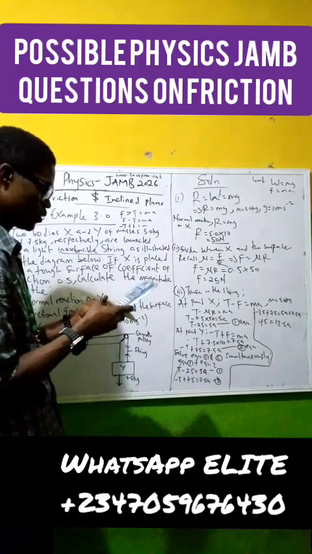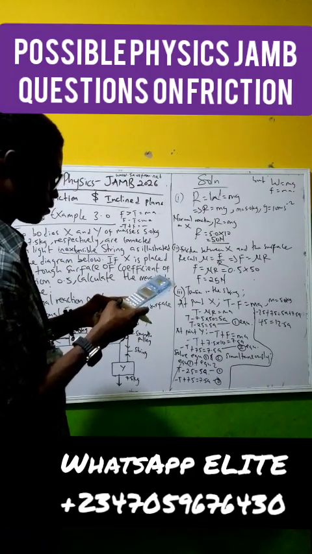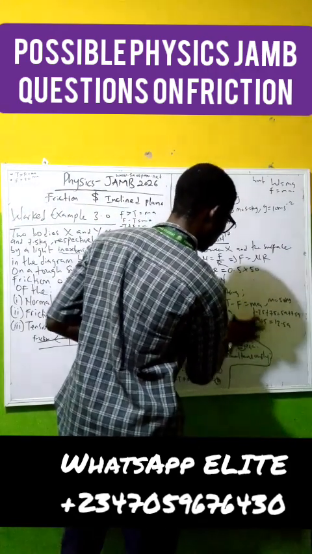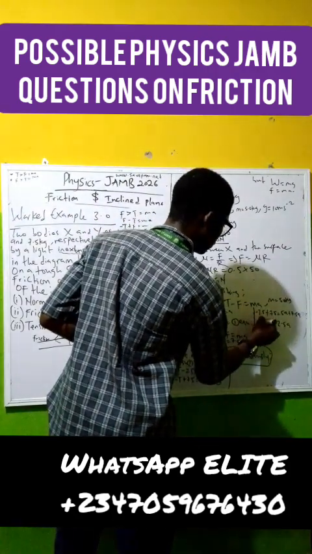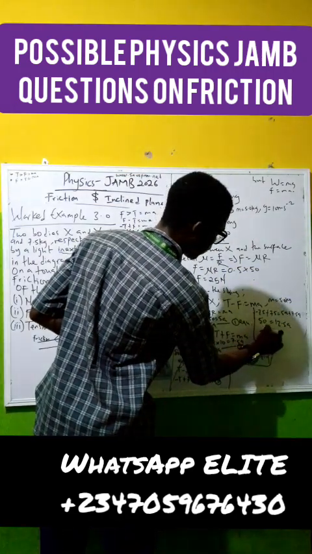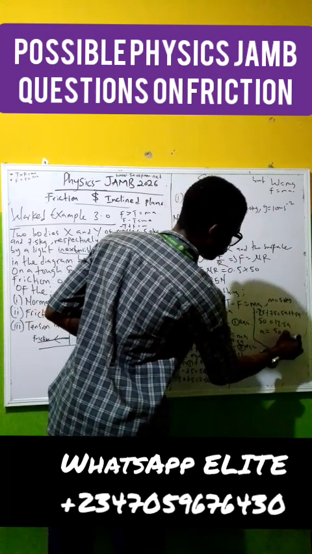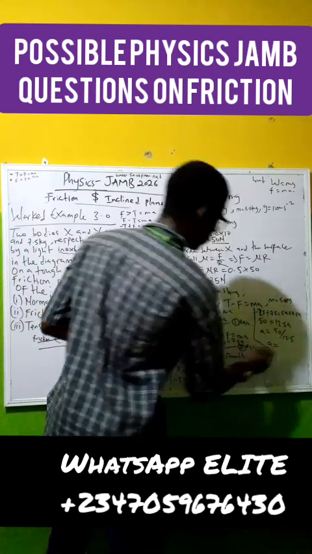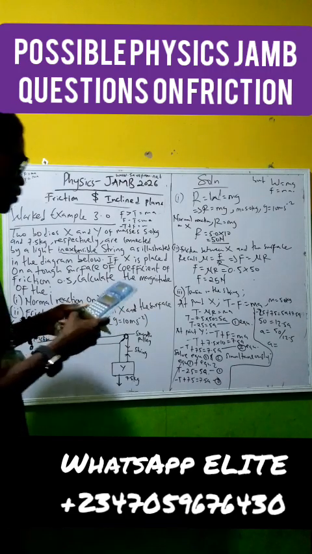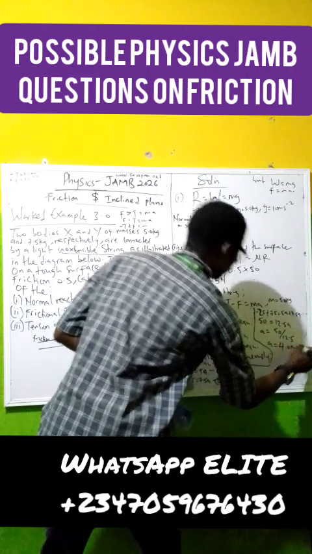Okay, let's check. Minus 25 plus 75, that's 50. Oh, sorry, this is 50, and this is 12.5A. Then our A equals 50 divided by 12.5. Then A equals 50 divided by 12.5. A equals what? 4.0 meters per second squared.